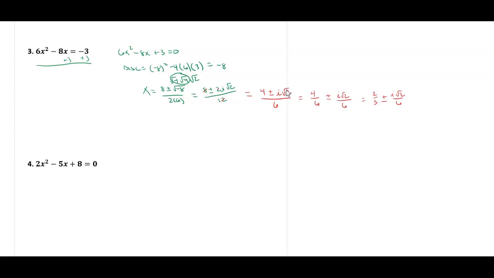Okay. The last one here, my discriminant is negative 5 squared minus 4 times 2 times 8. Okay, so we know it's going to be negative. So 25 minus 4 times 2 times 8 is going to give you negative 39.